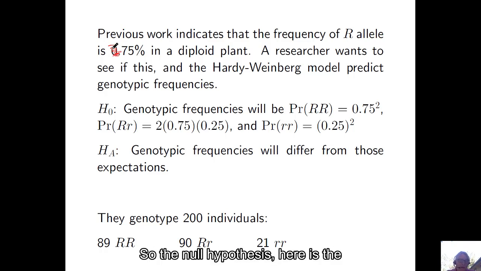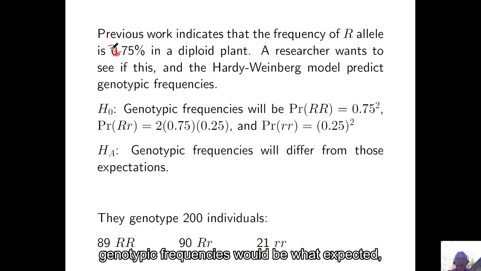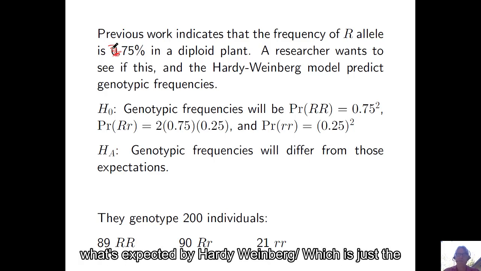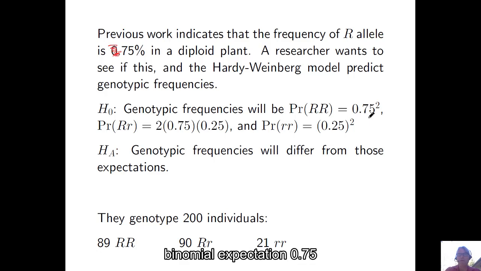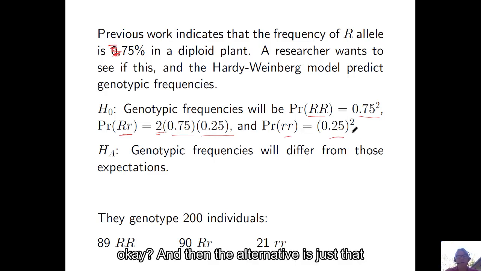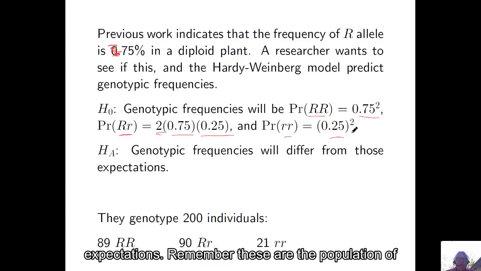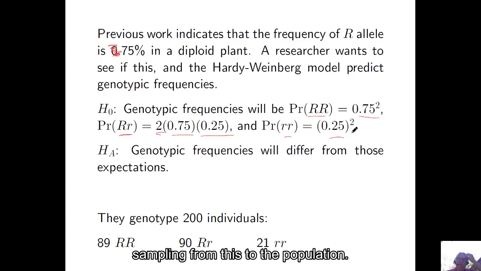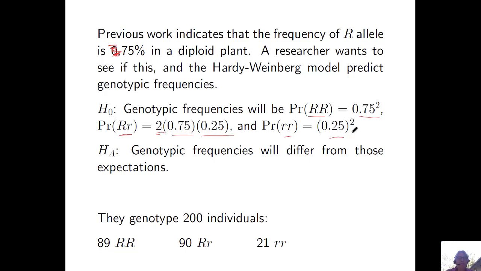So the null hypothesis here is that the genotypic frequencies would be what's expected by Hardy-Weinberg, which is just the binomial expectation: 0.75 squared for the big R homozygotes, 2 times 0.75 times 0.25, 2 being the binomial coefficient, for the heterozygotes, and the probability of the little r being 0.25 squared. And then the alternative is just that the genotypic frequencies will differ from these expectations. Remember, these are the population frequencies, in the sense of what we would see if we had infinite sampling from this genetic population.